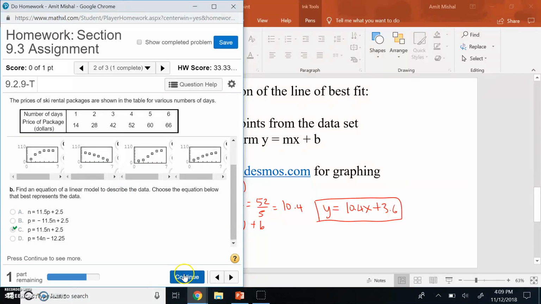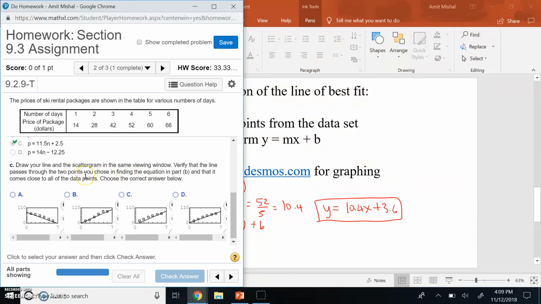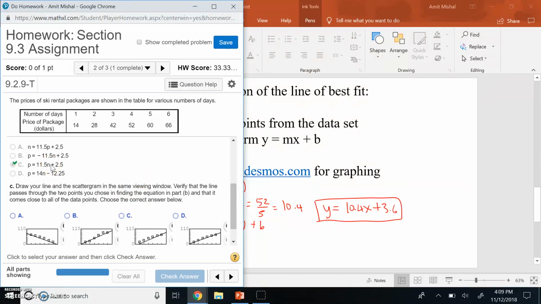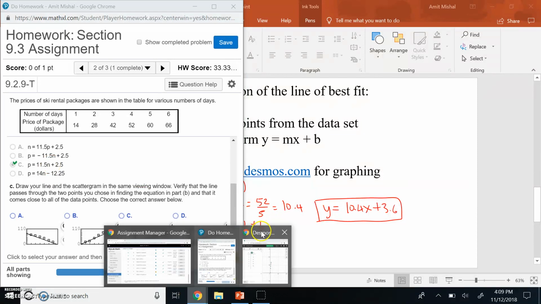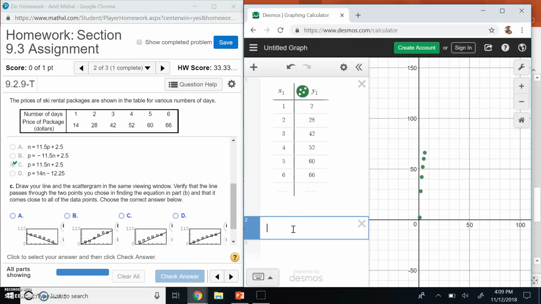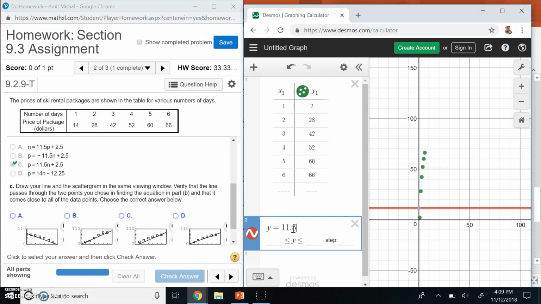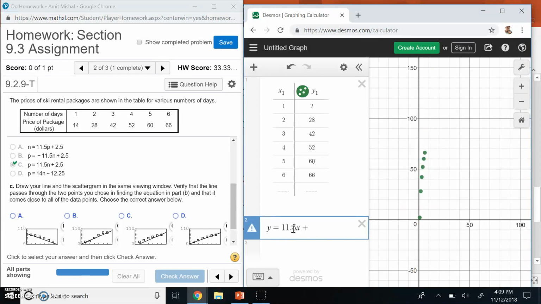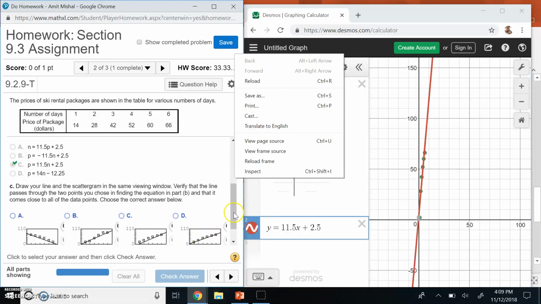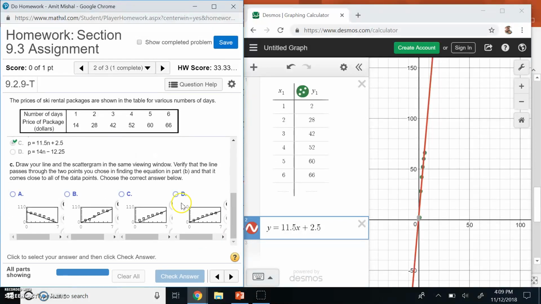Okay. The next one, it says, draw your line and the scattergram in the viewing window. Verify that the line passes through the point. So once again, we want to graph the more accurate line, this one right here, because this is the one found by technology. So we're going to go back to Desmos, and we're going to graph the line. Instead of P, I'm going to use Y. So it's going to be Y equals 11.5X plus B, which is going to be 2.5. So as you can see, this red line is going to go through these points. So since this scatter plot was the one we chose as the correct one, it's going to be letter D.